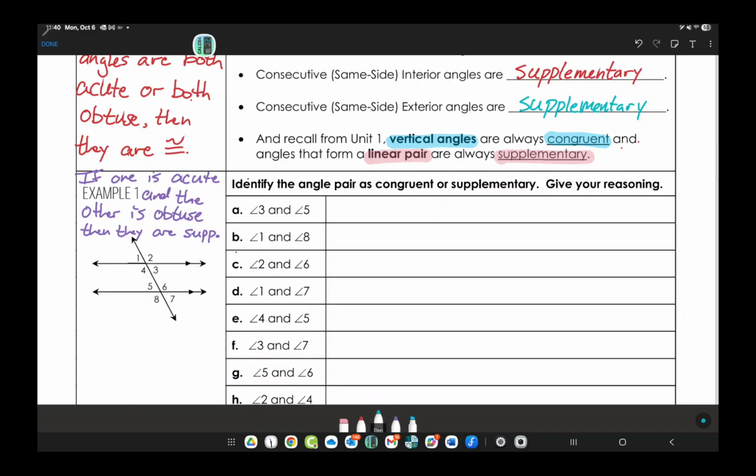So let's look at 3 and 5. Now, are both of these acute or obtuse? They're both acute, which means they are congruent.